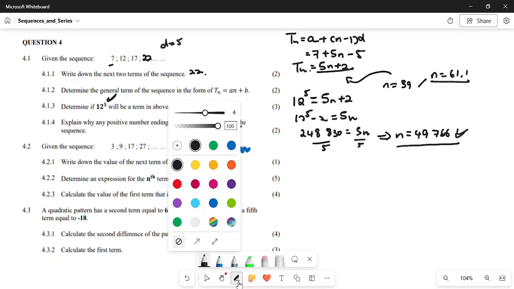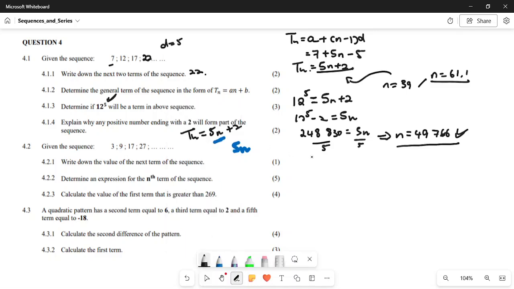Okay, so we are given the values 3, 9, 17, 27. Let's first determine the differences between our successive terms. The difference between 9 and 3 is 6. Between 17 and 9, that is 8. Between 27 and 17, that is 10. So obviously this is not a linear pattern. The difference is not constant. So let's find the second difference.